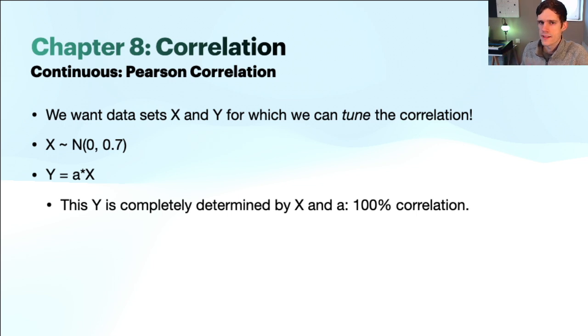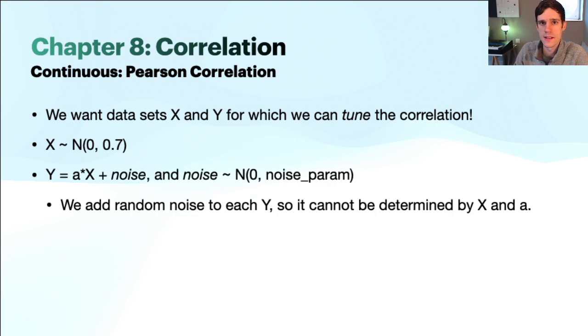Now, this is not exactly what we want, because, first of all, it is not a realistic situation of two 100% correlated variables, and the other thing is that at this point we still cannot tune our correlation. It's simply 100%. So how do we then generate y in a way that it is less correlated and that we can tune this correlation? Well, we can do so by adding noise.